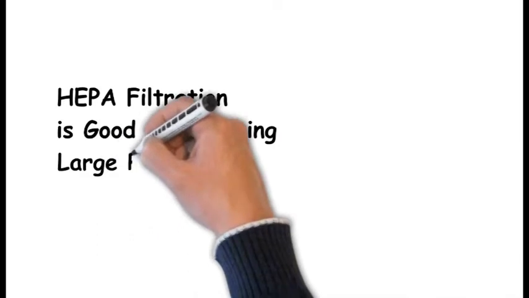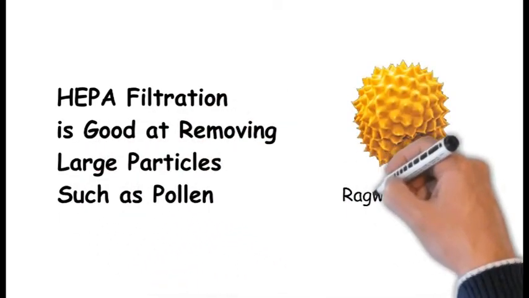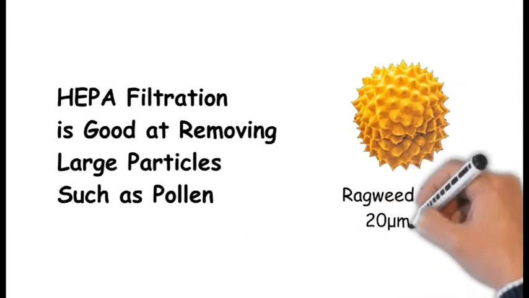HEPA filtration is good at removing large particles, such as pollen, from the air. For example, ragweed pollen is about 20 microns in diameter.